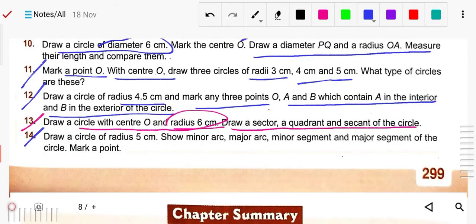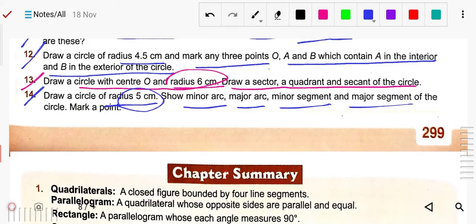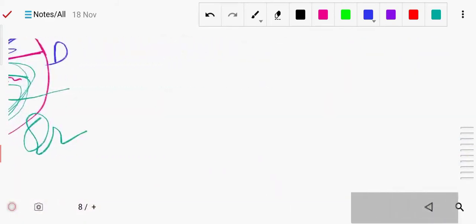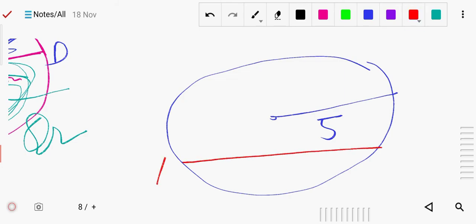Number 14, draw a circle of radius 5 centimeters. Show the minor arc, major arc, minor segment and major segment. First of all, the radius is 5 centimeters, so you have to draw the circle with its radius 5 centimeters. Now first of all you have to draw one chord. Suppose this is A and B, and suppose this is the center O. Here I just point one point, this is C. So now this is ABC.